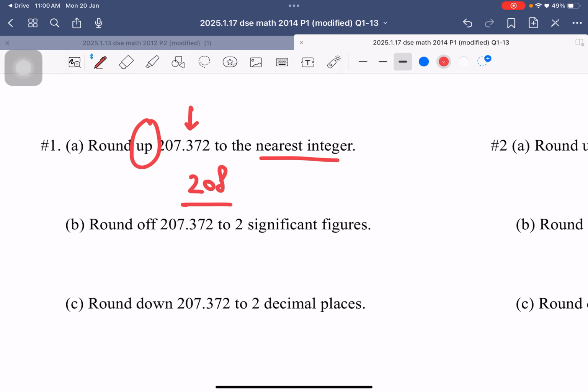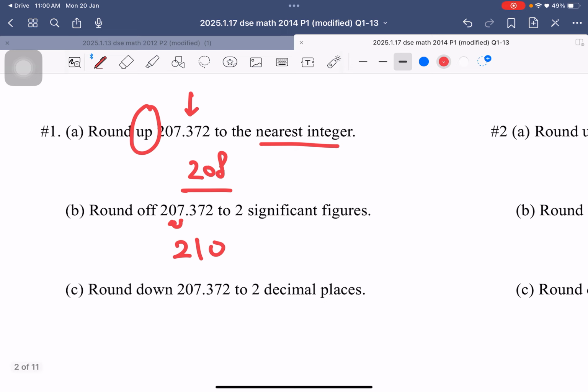Two significant figures is what? Two significant figures is the first 2 numbers. The first 2 numbers, does this 0 count? Yes, it's being counted. So that's going to be 210, isn't it? You look at the 7, then you plus the 1, giving 210.